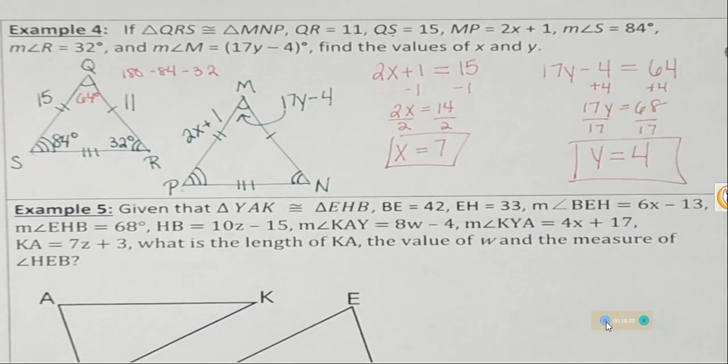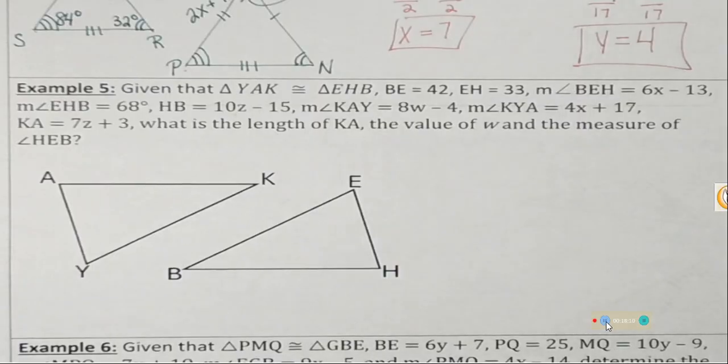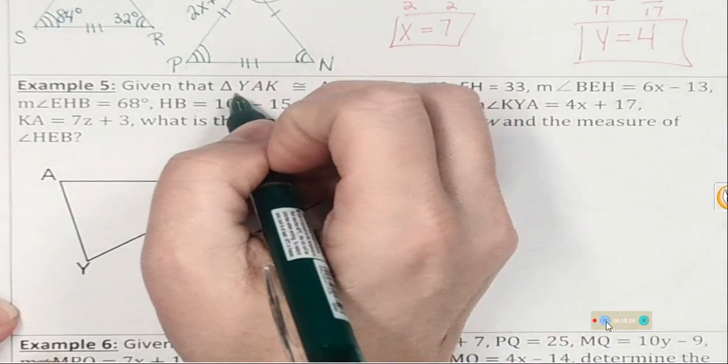All right, so our next example tells you, given that triangle YAK is congruent to triangle EHB. Now, I drew some triangles for you, and I want you to mark the congruent sides and angles right now before we even read the rest of the problem. YAK.